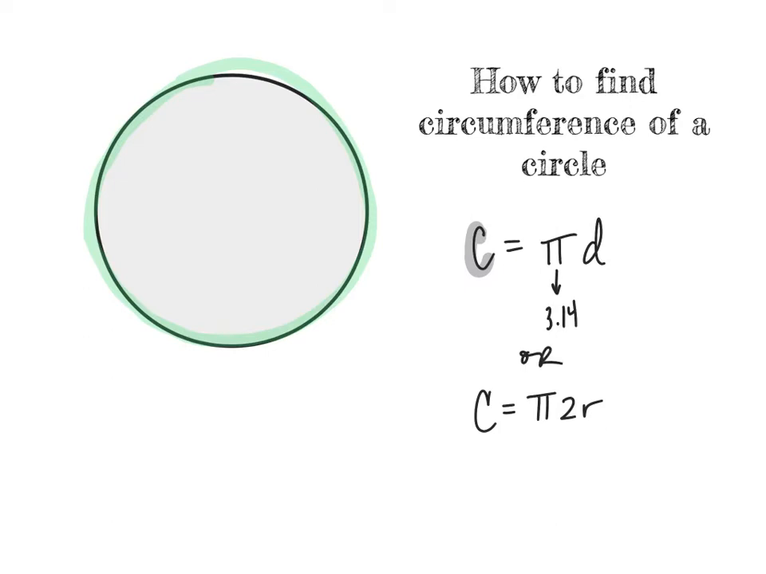Both of these formulas work to find the circumference. You can choose to just use one every single time or the other, as long as you know the relationship between the diameter and the radius. Remember that there are two equations we can use to find the circumference.